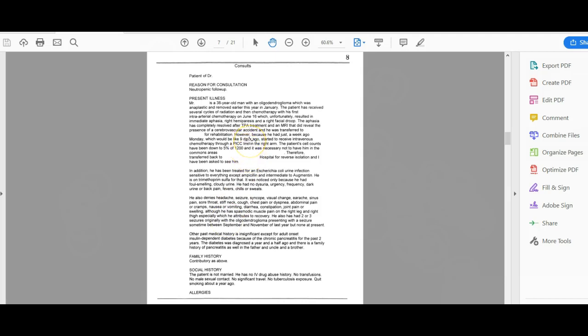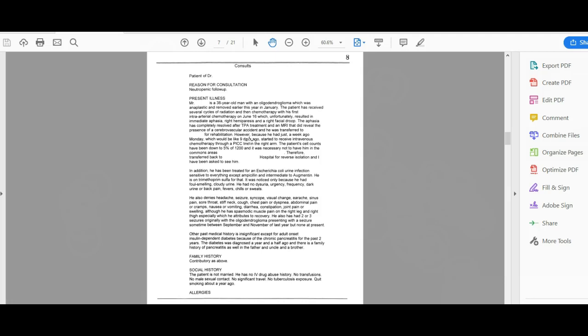So now a consult's when another physician comes in to look at the patient. So this patient is being seen in consultation for the neutropenic follow-up. Says that the patient has that oligodendroglioma, which was anaplastic and removed earlier this year. He's received several cycles of radiation and chemotherapy, and then his latest bout of chemotherapy resulted in immediate aphasia, right hemiparesis, and a right facial droop. And then it says the aphasia has completely resolved after tPA treatment and an MRI that did reveal the presence of a cerebral vascular accident, and he was transferred back to whatever hospital for rehabilitation.